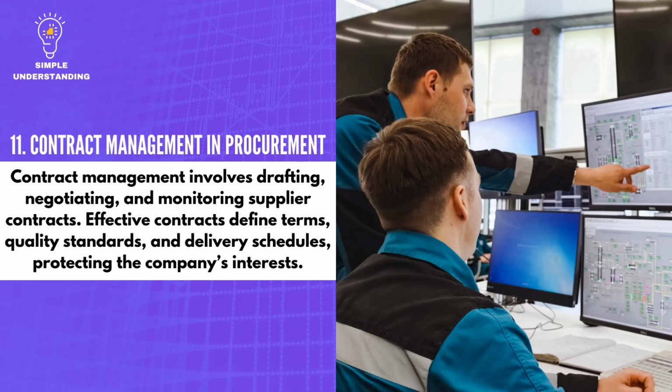11. Contract management and procurement. Explanation. Contract management involves drafting, negotiating, and monitoring supplier contracts. Effective contracts define terms, quality standards, and delivery schedules, protecting the company's interests.